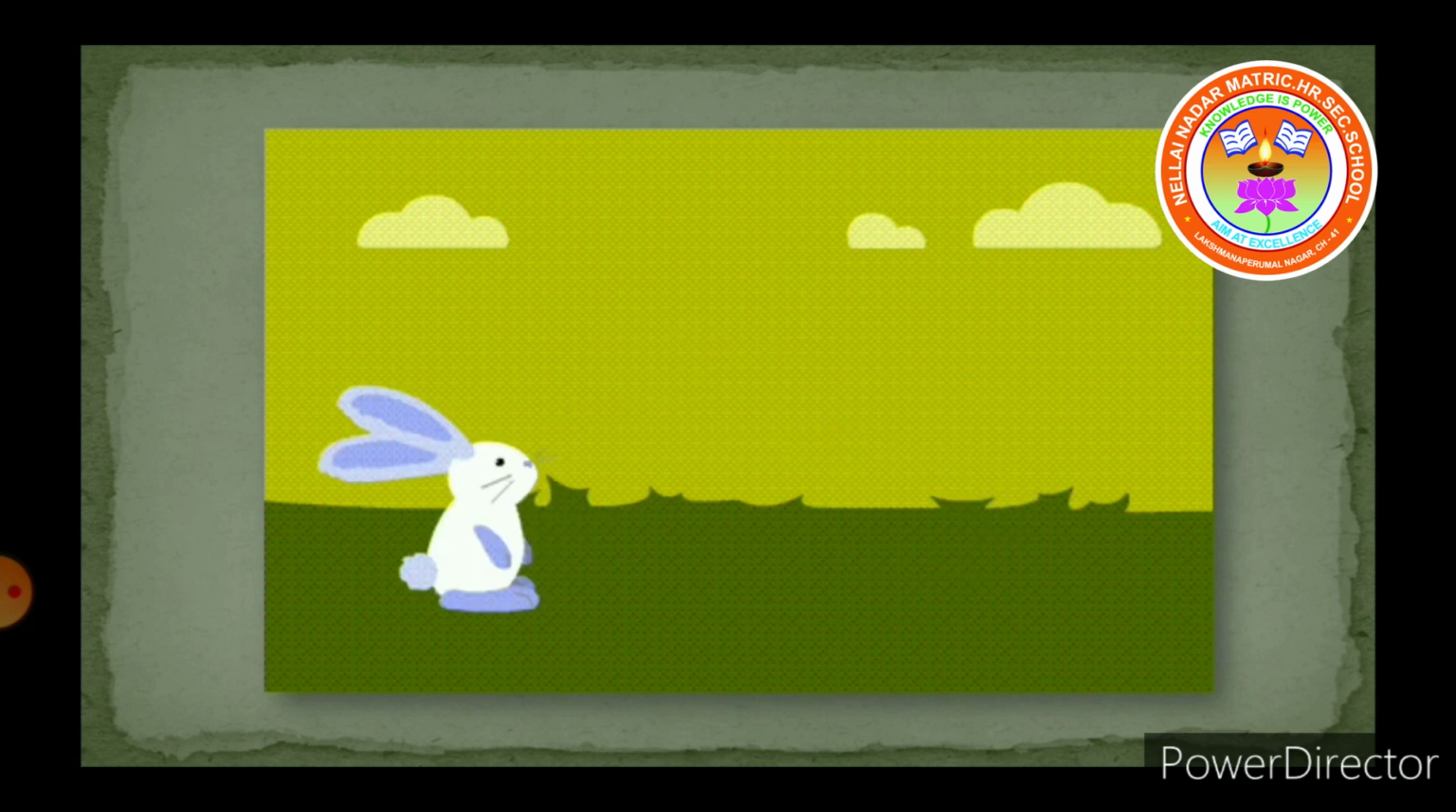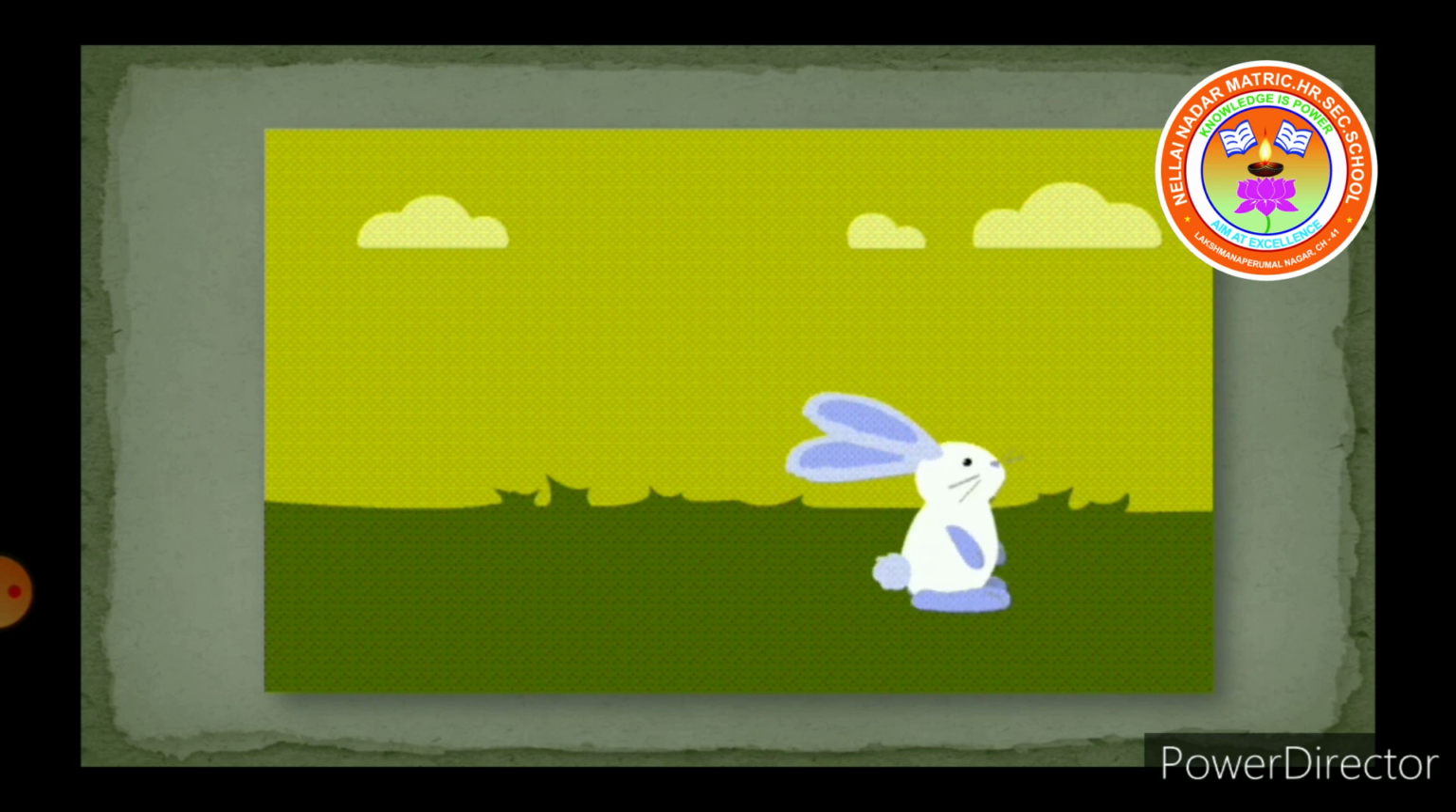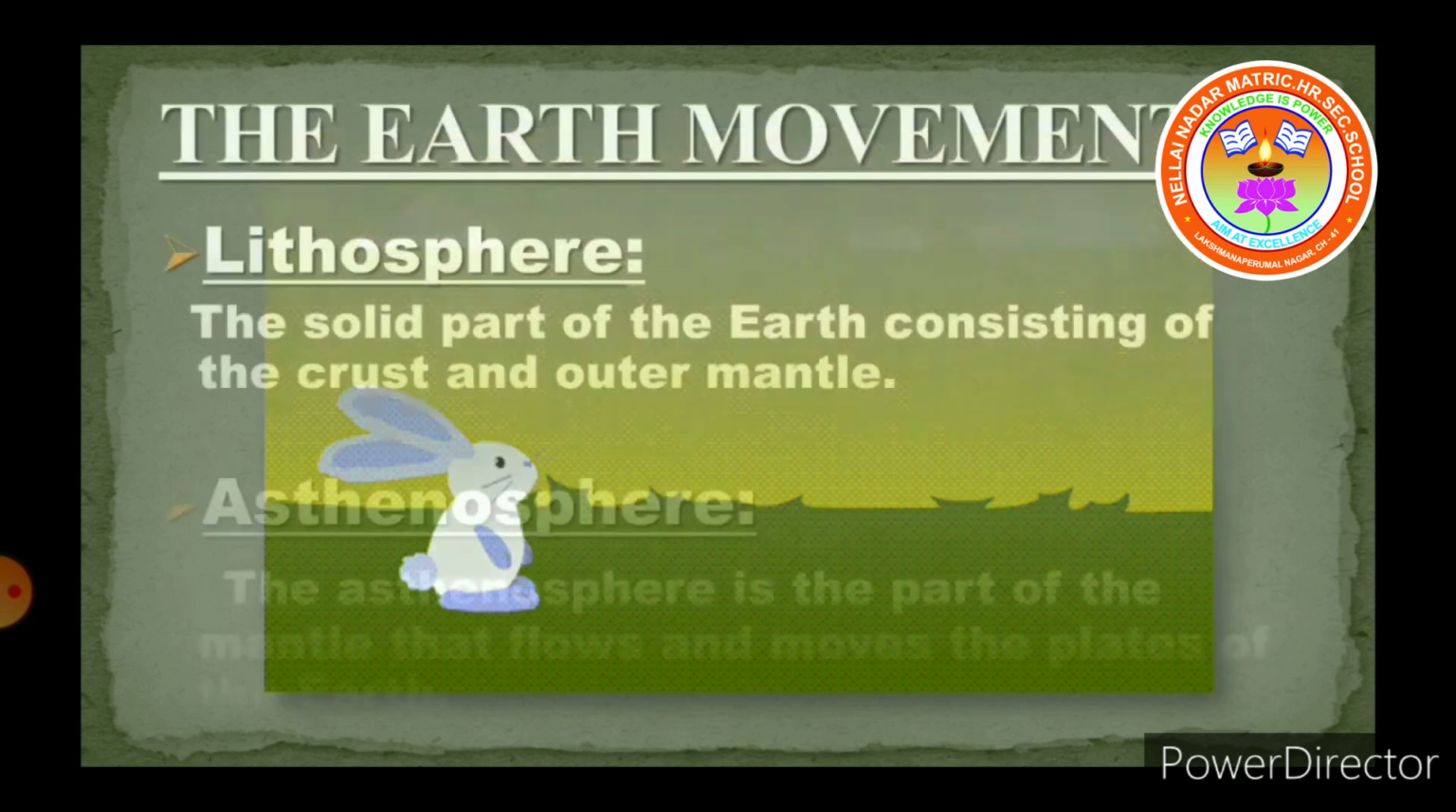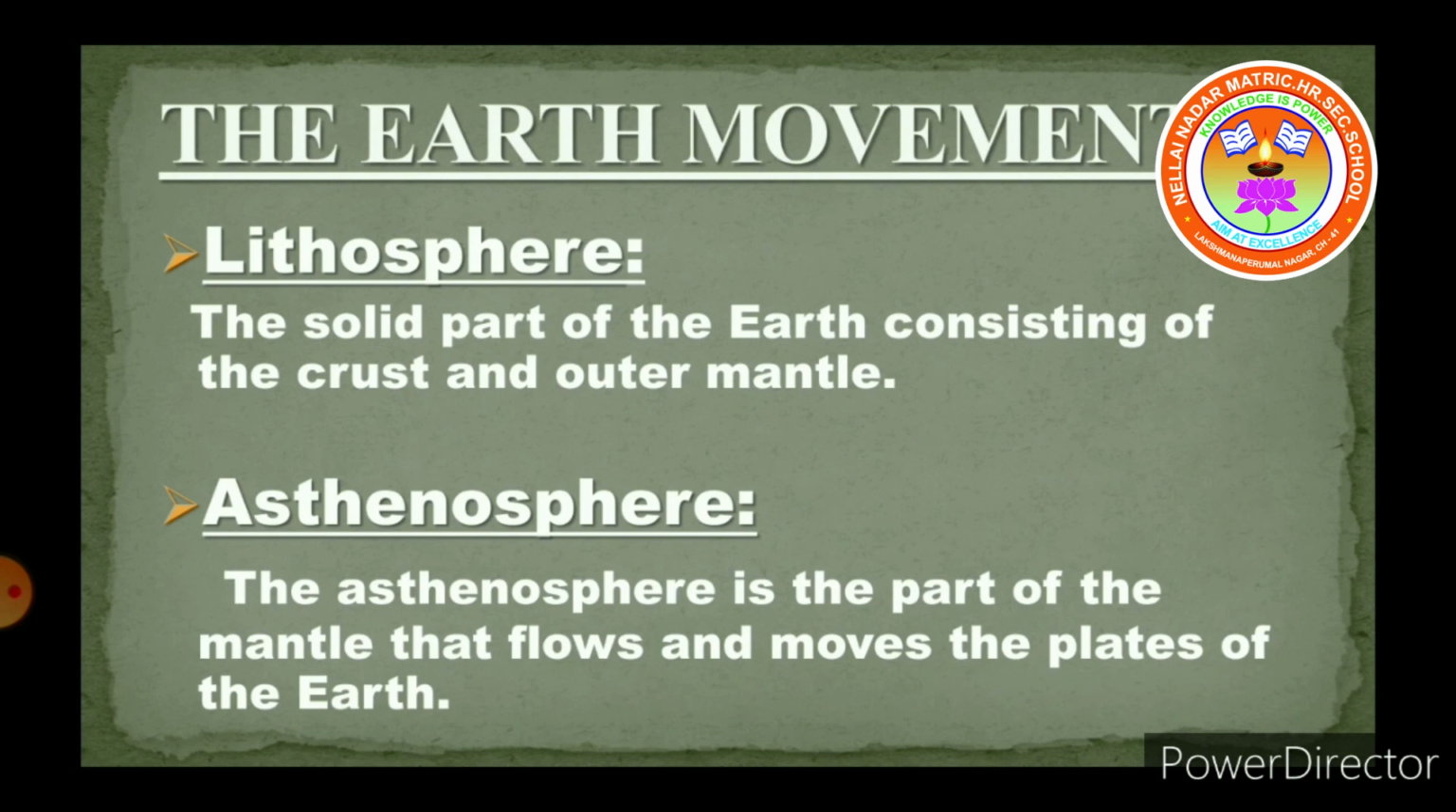Before we learn about Earth movement, we want to know about two important layers: the lithosphere and the asthenosphere. Lithosphere, the outer shell of the Earth, which means the solid part of the Earth consisting of the crust and outer mantle, is called lithosphere. Asthenosphere is a part of the mantle that flows and moves in places of the Earth. Asthenosphere helps to move the plates.